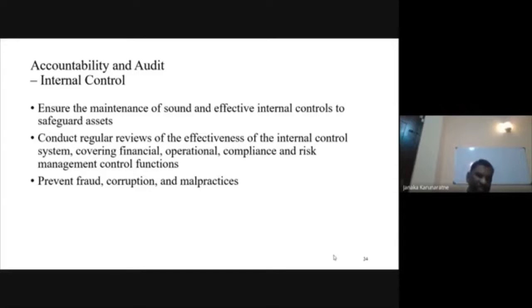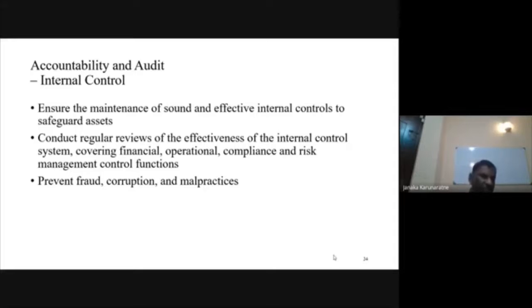So this is the second line of defense, through the audit. They conduct regular reviews of the effectiveness of the internal control system, covering financial, operational, compliance, and risk management control functions. So even if you have an internal control framework in place, you need to review it regularly to ensure those controls are adequate to cover forthcoming risks, or new risks which arise in different aspects of the business: financial risk, operational risk, compliance, and risk management control functions.